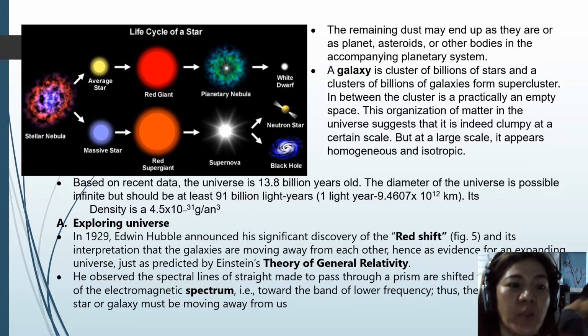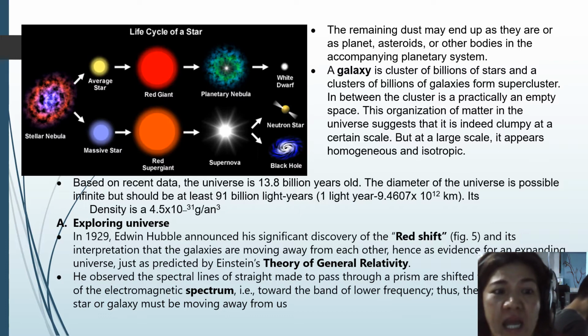So, in 1921, Edwin Hubble announced his significant discovery of the redshift and its interpretation that the galaxies are moving away from each other. So class, try to take note of this, that the galaxies are moving away from each other, hence the evidence for an expanding universe, just as predicted by Einstein's theory of general relativity.